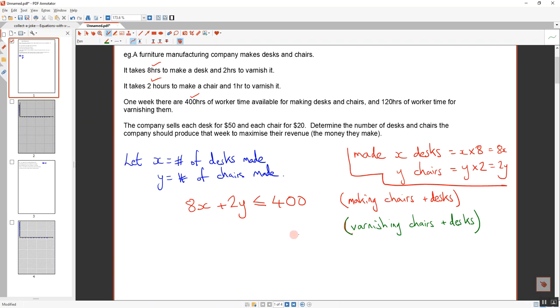See if you can write me an equation, or an inequality, I should say, to do with varnishing the chairs and desks, okay? So that'll be to do with this information. And we're told we're allowed 120 hours to varnish them. So see if you can come up with an equation using those. I'll give you 30 seconds. If I'm making the desks, I'm also having to varnish them, so it's the number of desks made, stroke, varnished, okay? Because it's the same thing.